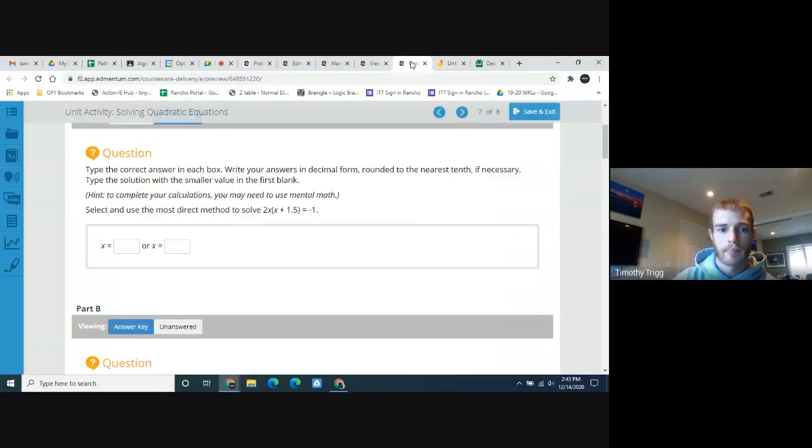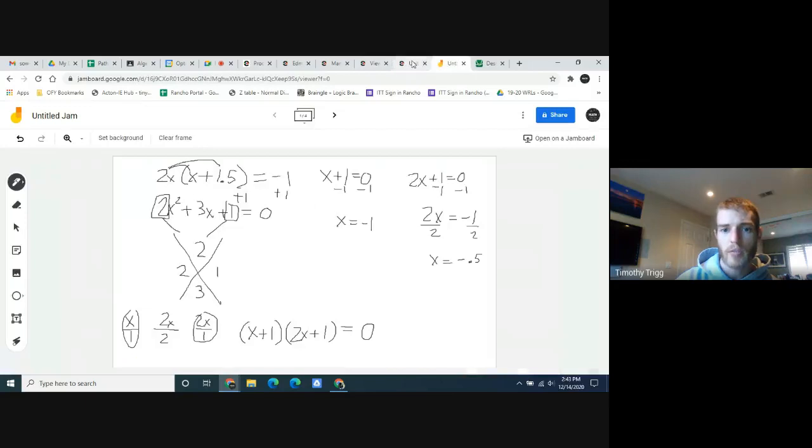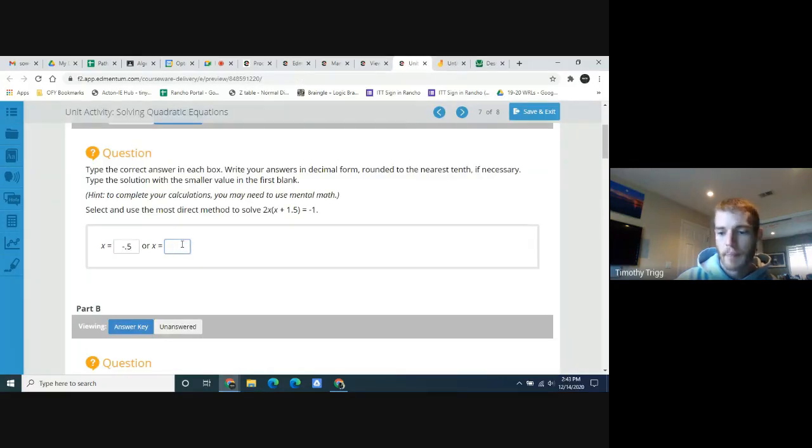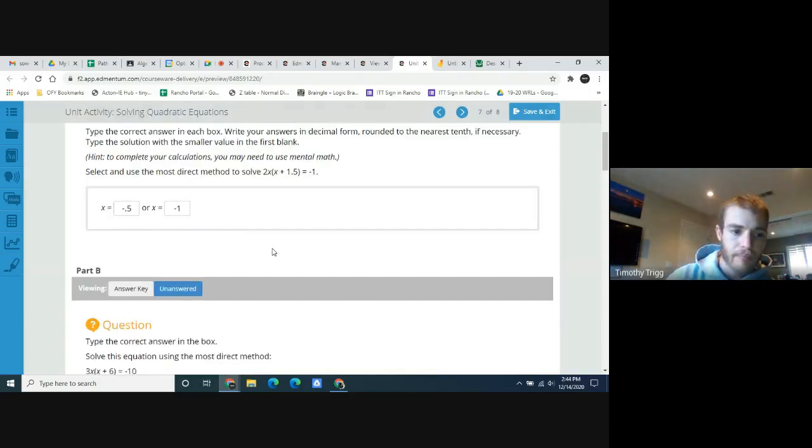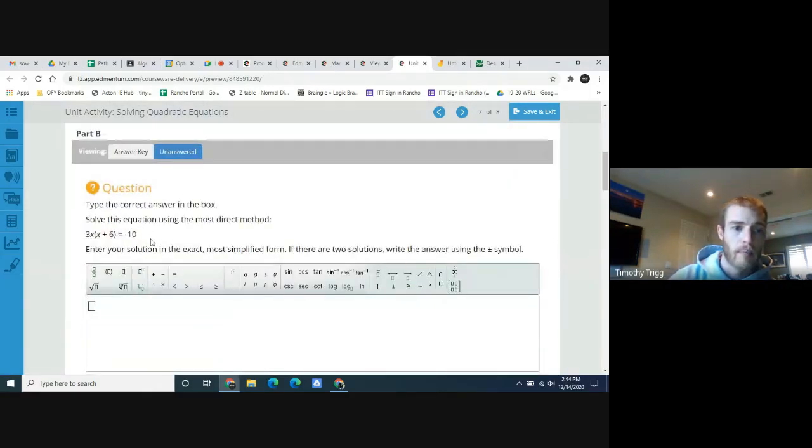And there you go. So negative 0.5 was one of them, and the other one was negative 1. Just like that. So this one was factorable. Once you distribute everything and move everything to one side, you could factor that one easily enough. Let's try the next one.